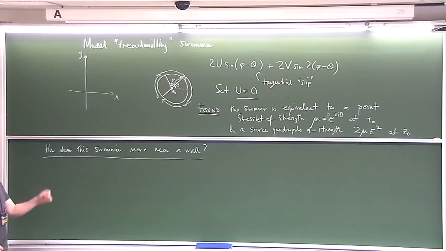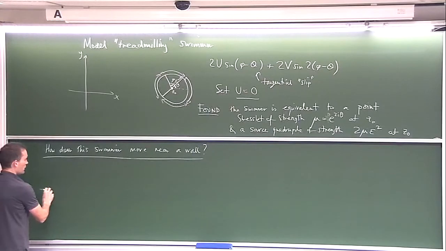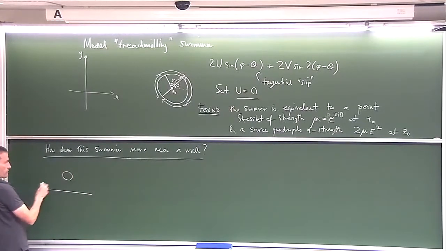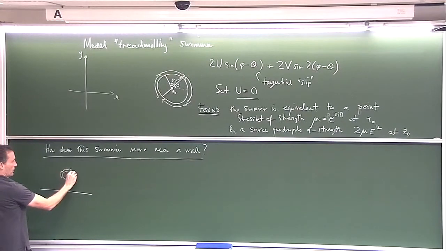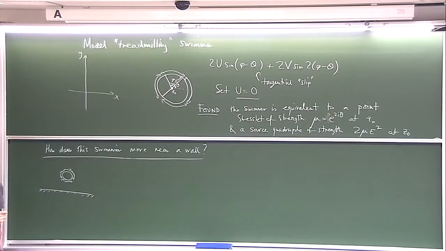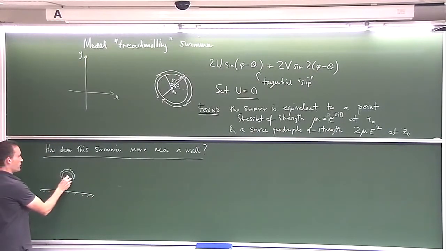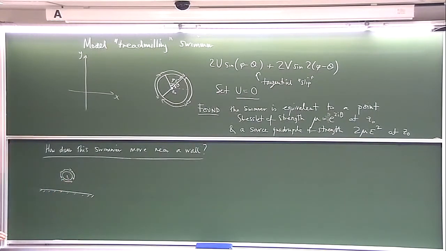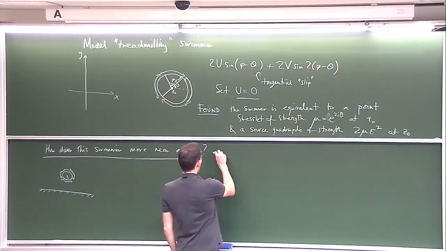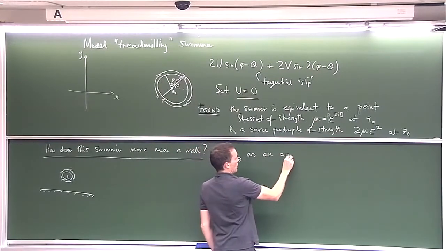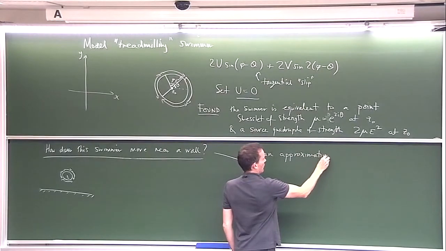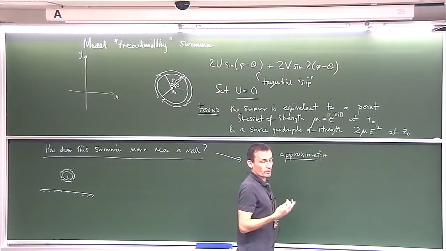Well, that's not actually the question that we answered on Tuesday. You see, to answer that question, I've actually got to look at this little swimmer near this wall. This is Z naught here. Okay, this is what I actually need to solve if I need to answer this question. Last time, I didn't answer that question. We approximated the answer.